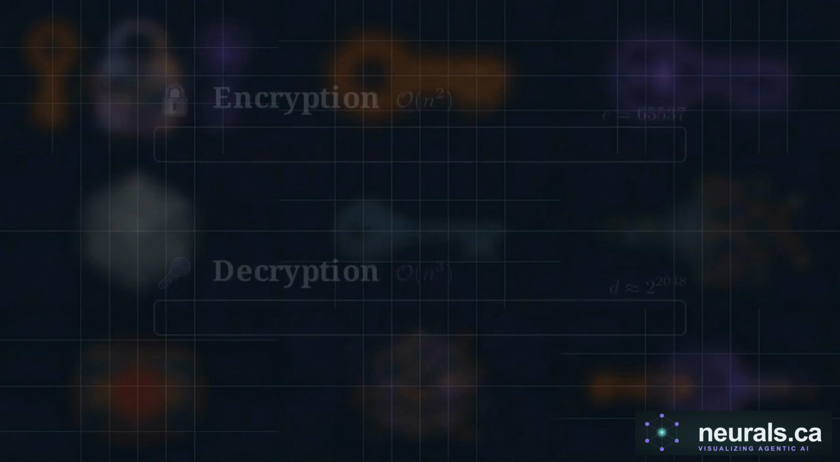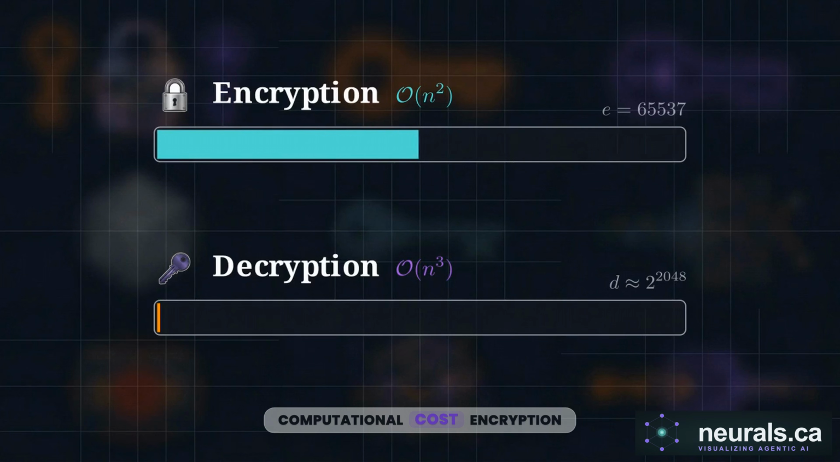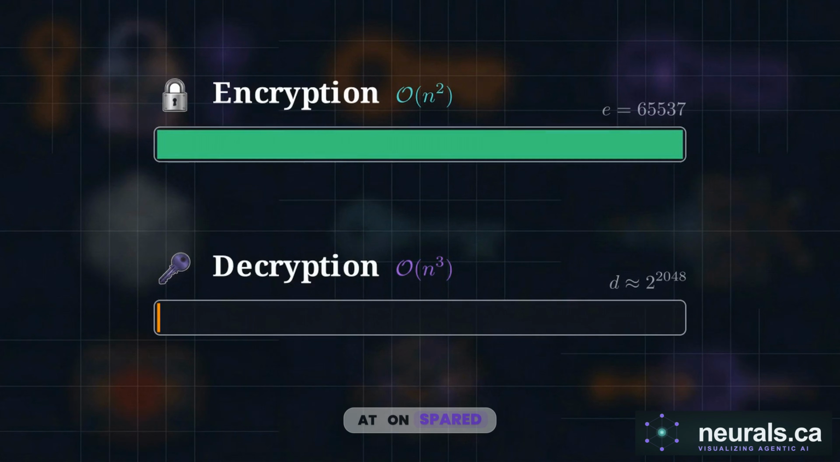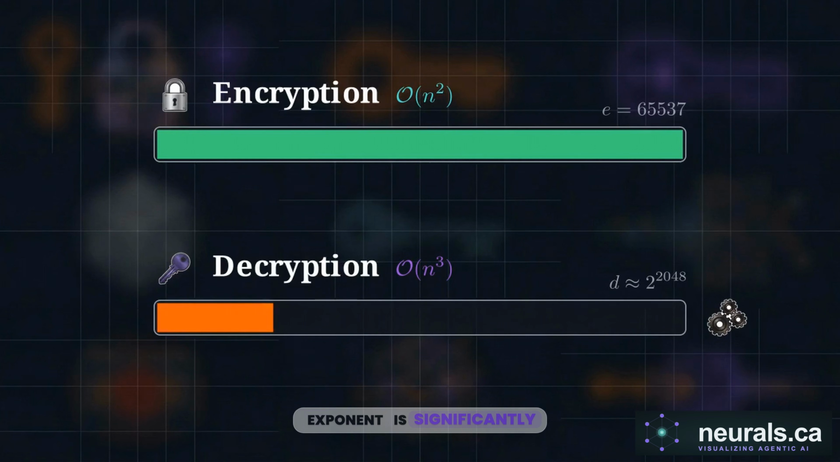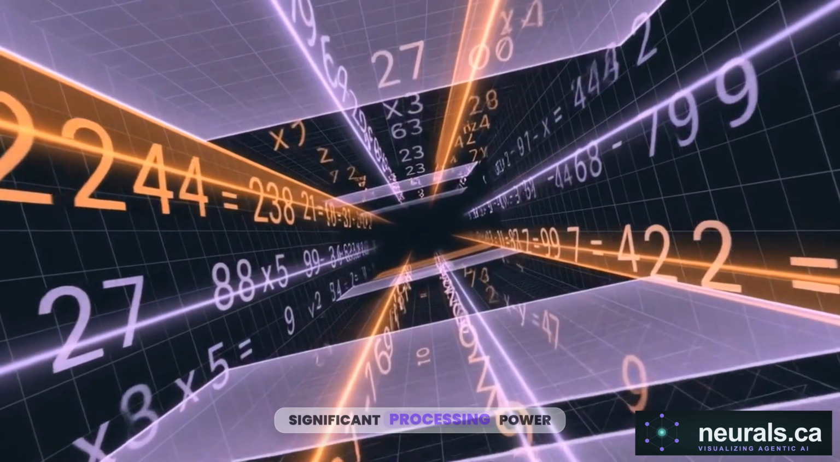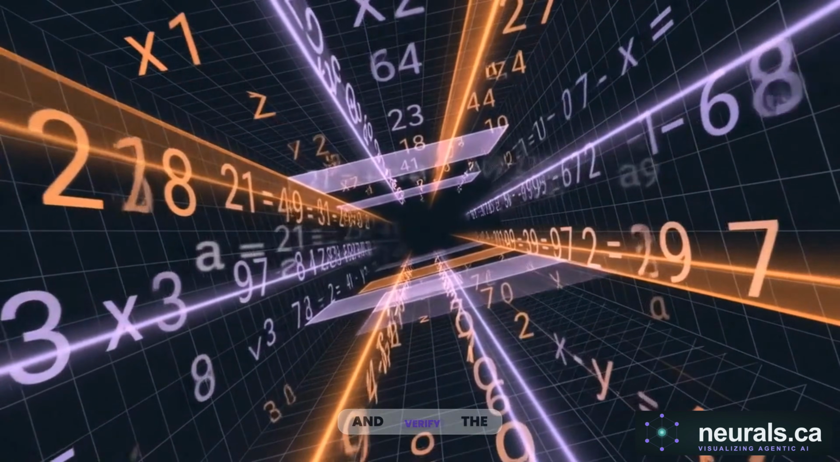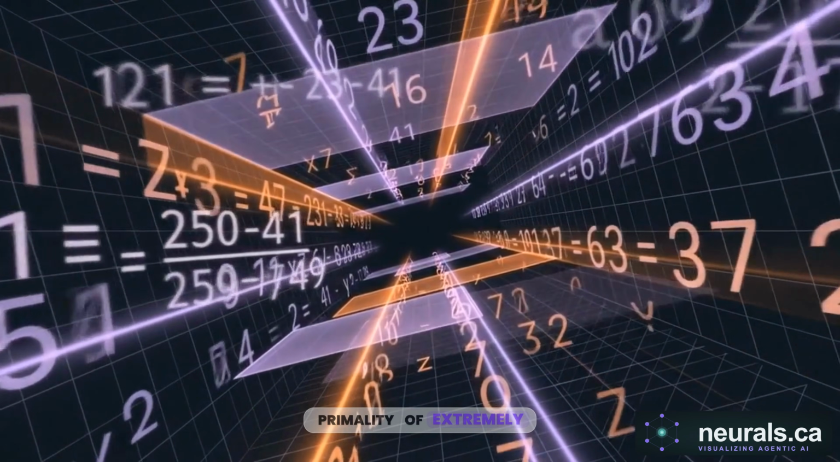This security comes with a computational cost. Encryption is relatively fast at O of n squared, but decryption with a massive private exponent is significantly slower at O of n cubed. Even generating the keys requires significant processing power, as the system must search for and verify the primality of extremely large numbers.